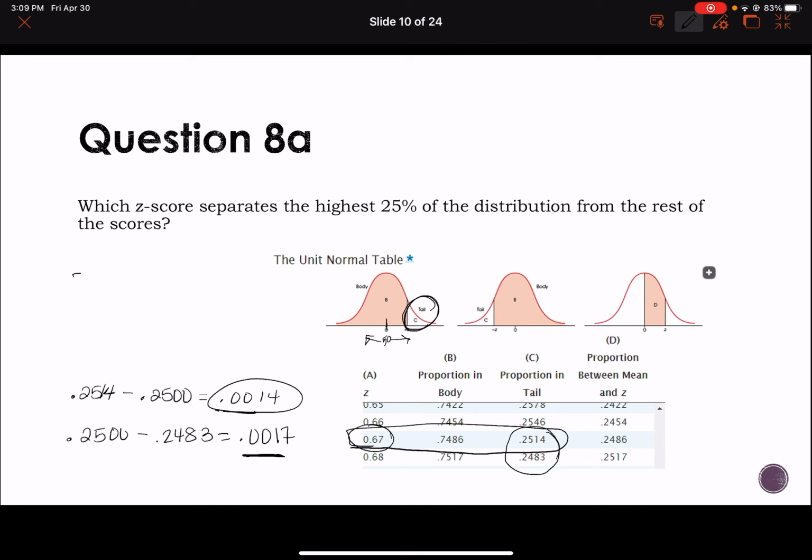So we would say that the z-score here would be a positive 0.67. And if we had said the lowest 25% instead of the highest, then this would have been a negative 0.67, since it would have been on the small side of that.